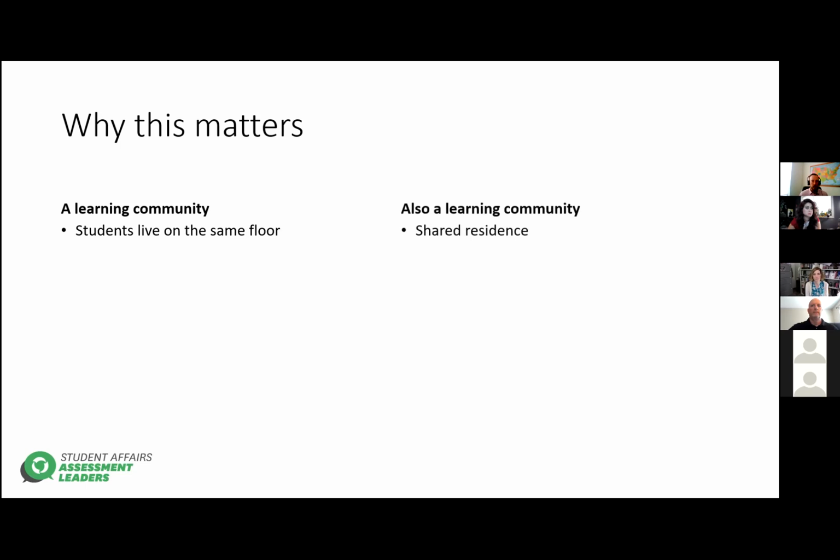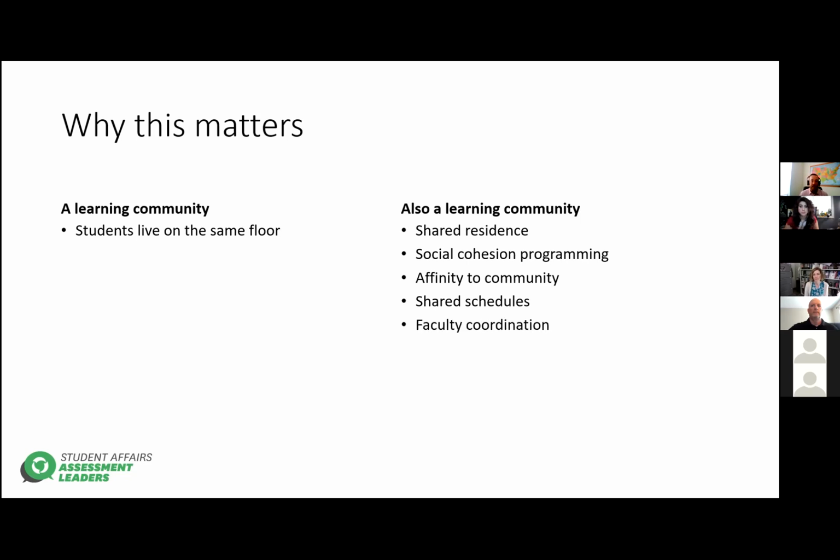But we can also have learning communities where they don't only share residence, but we have programming in place to build social cohesion among students, helps develop affinity to that community. Students might share the same academic schedule. Faculty might even coordinate across that shared schedule to make sure that there are common materials or linked learning lessons, things like that, where you can see that, again, this is like going to the gym. These are the same thing, but if we don't use something like fidelity to measure how well one of these things is being implemented, the effectiveness is going to vary in a massive way.